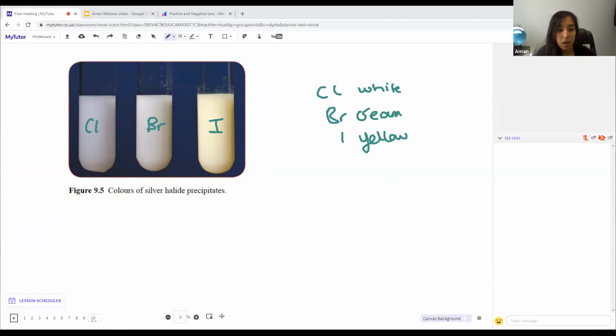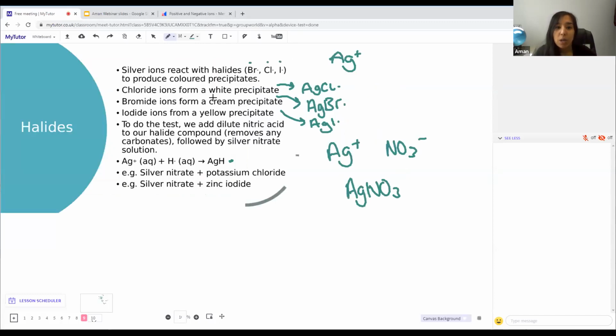Okay, great. So we know our coloured precipitates. We know we add dilute nitric acid to remove any carbonates. So remember, that is the test for a carbonate, by adding a dilute acid. So that's why we add it, to make sure there's no carbonate present. And if there is carbonate present, we do it to remove the carbonate. And then we add silver nitrate.